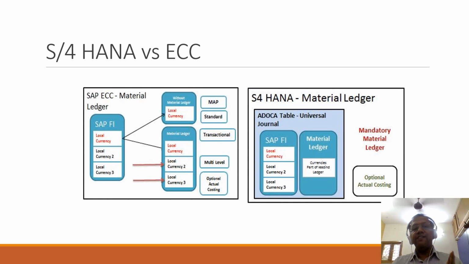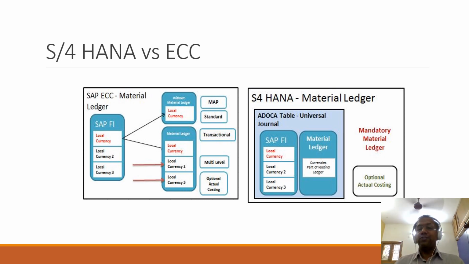S4 HANA and ECC. What we are saying is that in ECC we also had a material ledger, and S4 HANA also has a material ledger. What is the difference we are facing here? In S4 HANA, the material ledger is mandatory. Without the material ledger we can't do anything. Optional is the actual cost. That is why, both ways, the actual cost is optional. Everything is based on that. Here: standard costing, actual costing, moving average price, single-level and multi-level, standard transaction based, and operator.